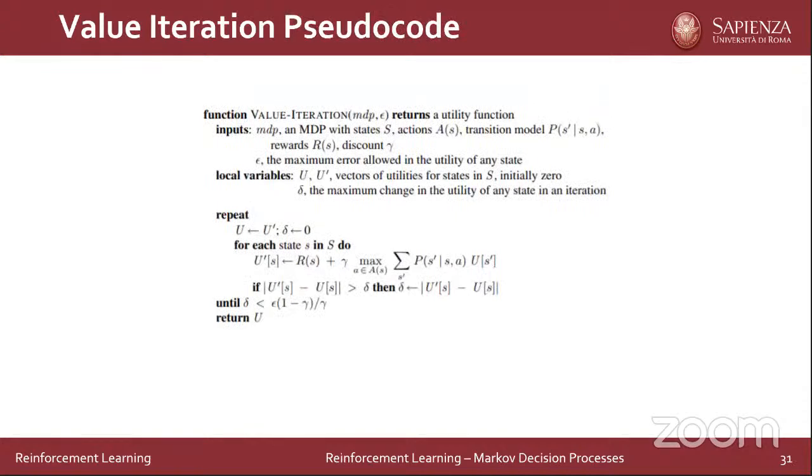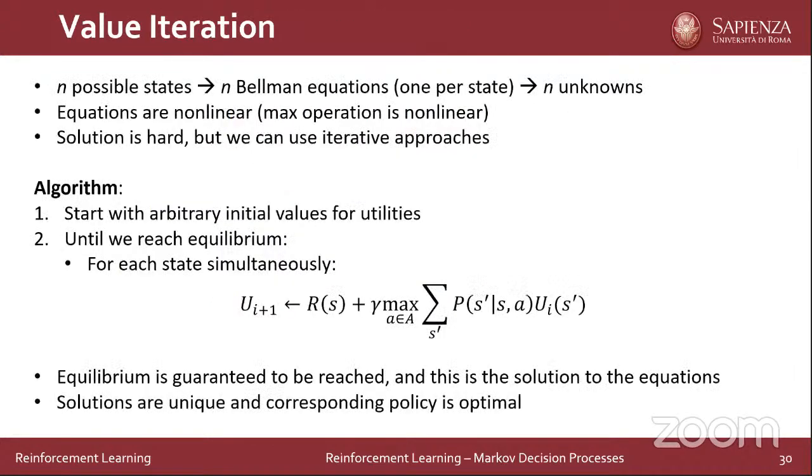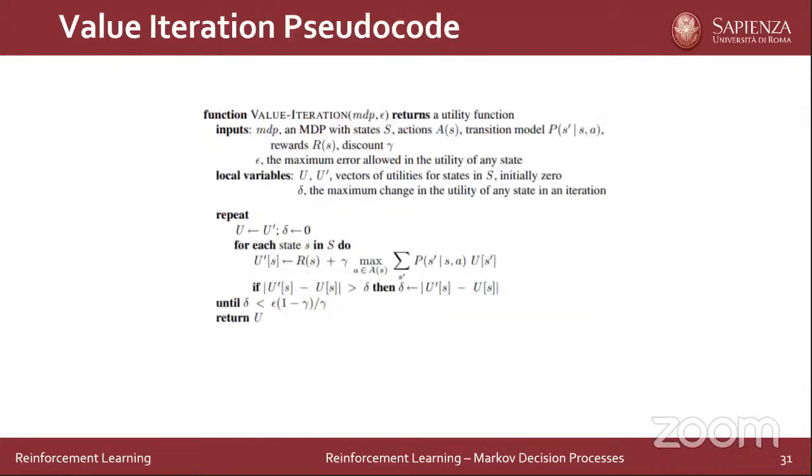So there is the pseudocode for this. I mean, the explanation is exactly what I've given to you. Again, here we're using the notation U. This is the same as using V. It's the same utility; value function and utility are the same thing for us.